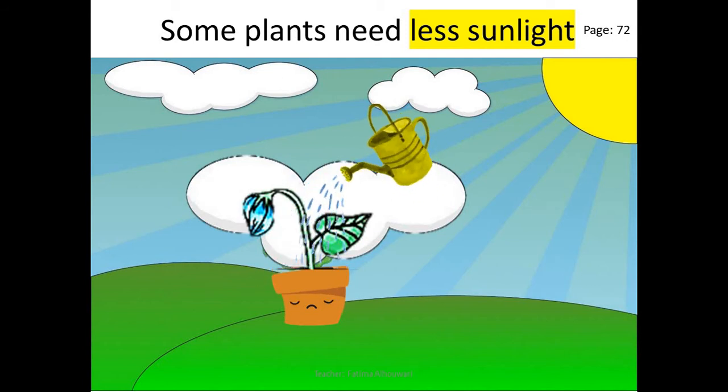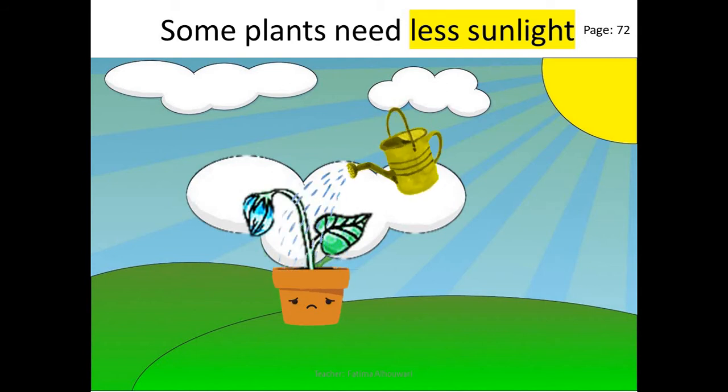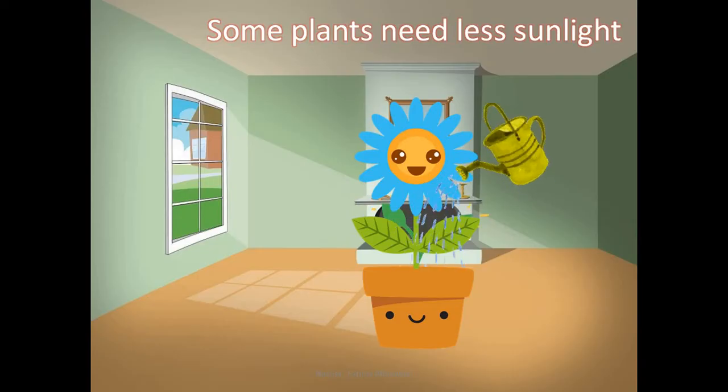What can we do for this plant, grade 1? What do you think? To let this plant grow up healthy. What can we do for this plant? We can put this plant in a room where there is less sunlight, like this. Oh, now the plant is very happy.